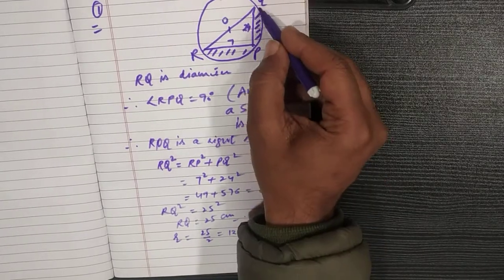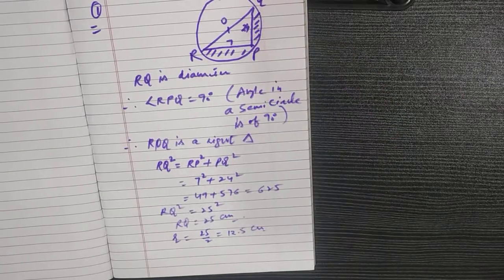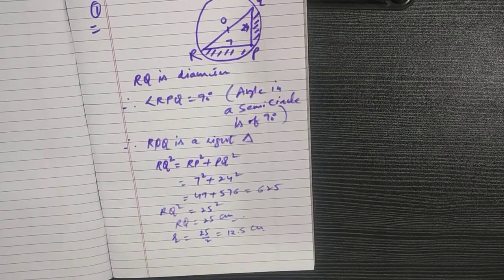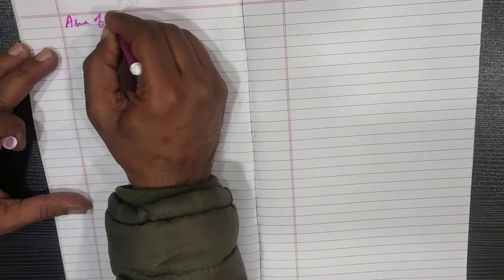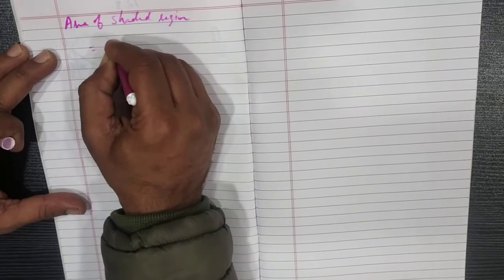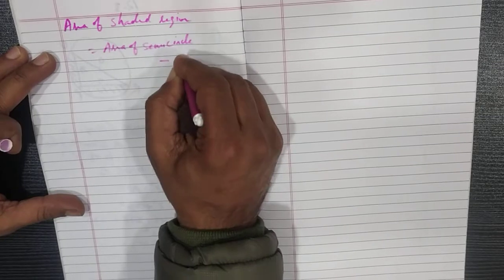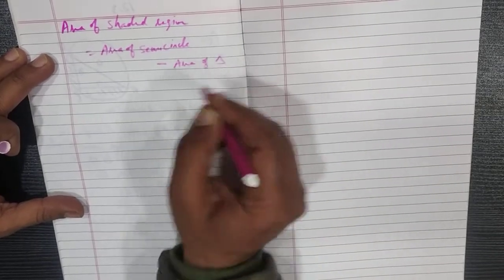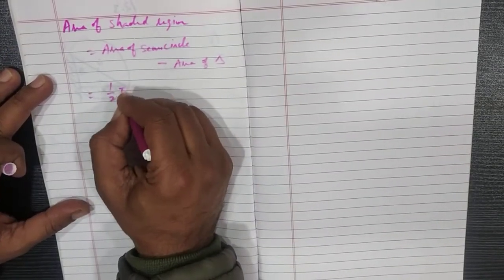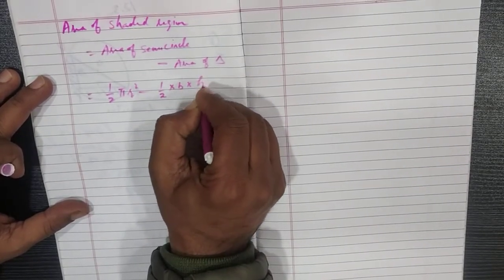Now in this shaded region, this is a semicircle. We'll find the area of the semicircle and the area of the triangle, and we will subtract those areas and we'll get the answer. So the next step is: area of shaded region, that is area of semicircle minus area of triangle. Area of semicircle is half pi r square. Area of triangle is half into base into height.